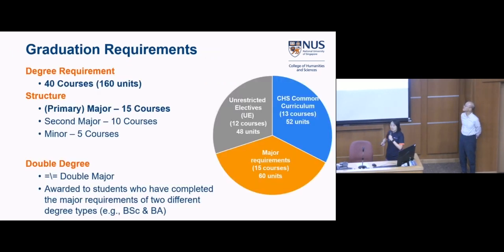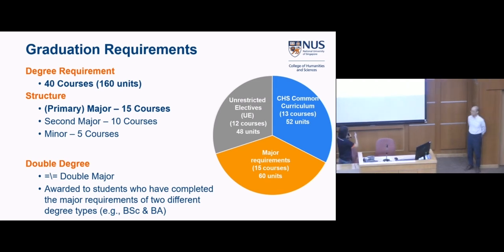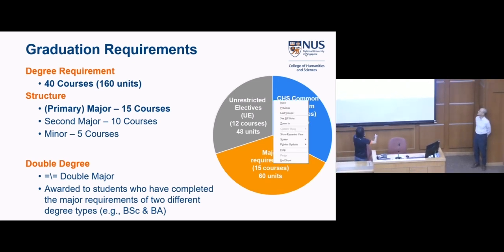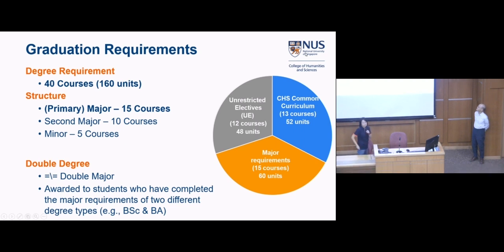So what is this 160 units? What does it include? Most of our courses have 4 units. So 160 units means that you will be taking 40 courses. And among these 40 courses, you'll see the pie chart here that includes 3 components. The blue pie here shows you the common curriculum, which consists of 13 courses. Everybody has to do this common curriculum.